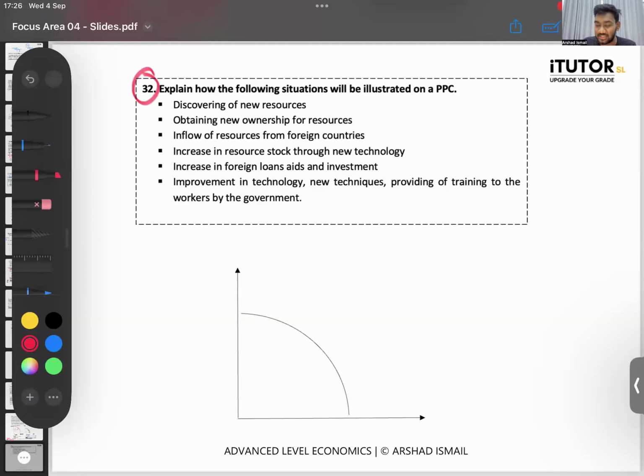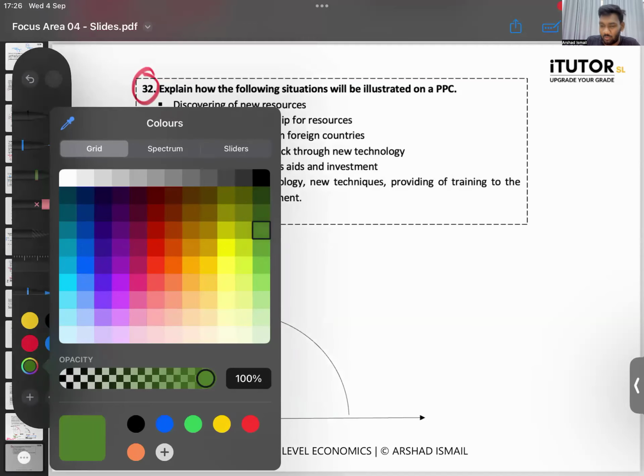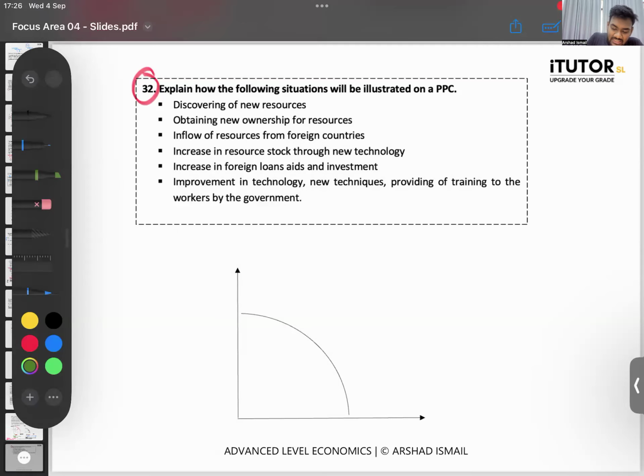So, explain how the following situations can be illustrated on a PPC. All of this is the same now, which is why I have given one PPC. So here's the discovering of new resources. Maybe what has happened is our factor endowment has gone up. Obtaining ownership of new resources. Inflow of resources from foreign countries. Maybe we imported machines. Increase in resource stock through new technology. Increase in foreign loans. Improvement in technology. New techniques. Well, all of this will cause your PPC to do what? Where would your PPC go?